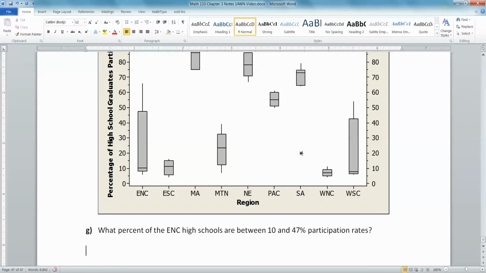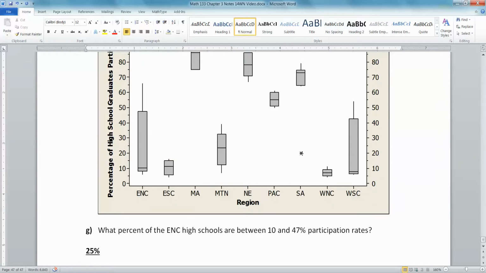Okay, so East North Central is over here. Now remember how this works. Every single section of this has 25% of the data. So 25% of the states are in that little whisker, 25% are in that first lower box, 25% are in the higher part of that box, and then 25% are in the whisker up here. So between 10 and 47 would be 25%, because each section of a box and whisker plot is worth 25%.